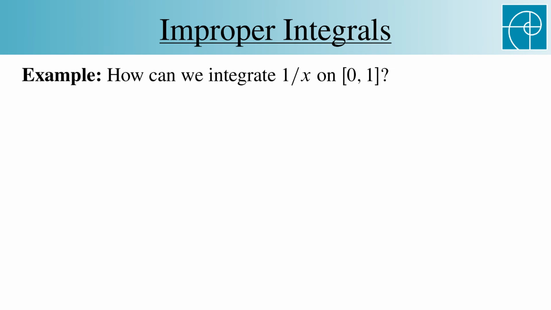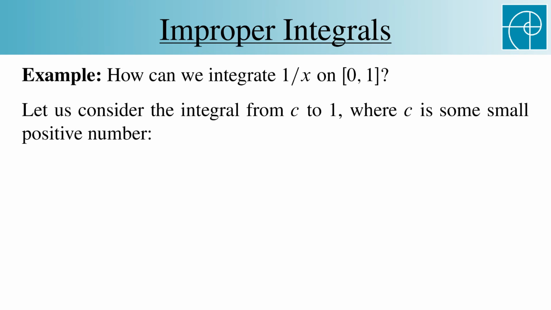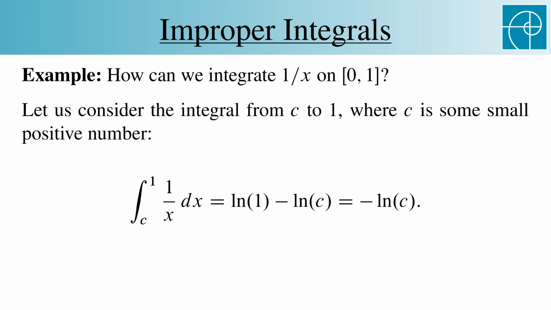Let's start with 1/x from 0 to 1. We are actually dealing with two problems at once, since 1/x is not only unbounded on [0, 1], but it's not even defined at all points on that interval. We need to restrict the function to an interval on which it's defined and bounded. So let's consider the integral from c to 1, where c is some small positive number. We can evaluate this integral, and we get a number. What we really want, though, is to define the integral from 0 to 1, and we do so again by a limit.